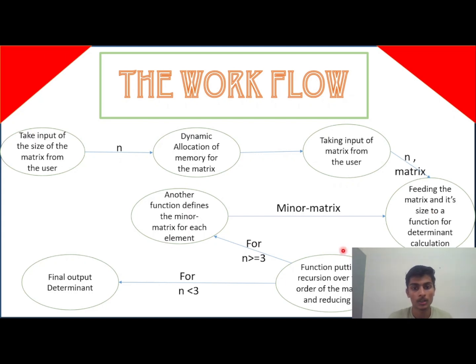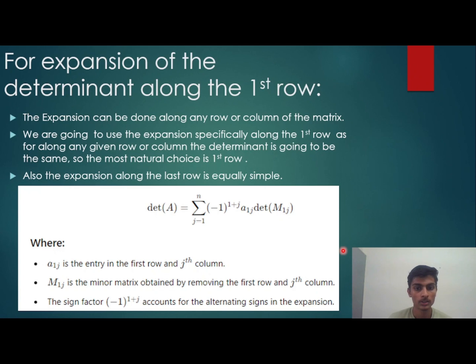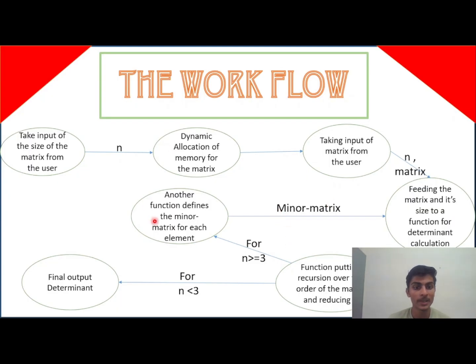And now what? See, when we go back, this term det M_1j is needed for the calculation of A. So first, M itself is needed. So we need the minor matrix for the next steps. Now obviously for n less than 3, like n is equal to 2 or n is equal to 1, we can explicitly write the determinant and give the final output. But for the higher cases, it becomes complex, and we need to define some minor matrices for each element.